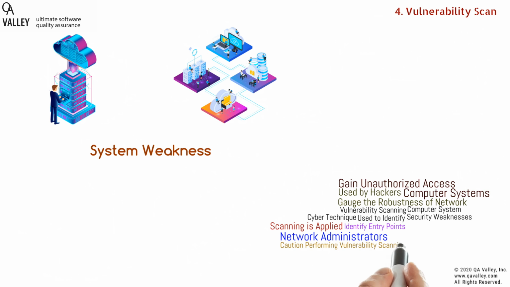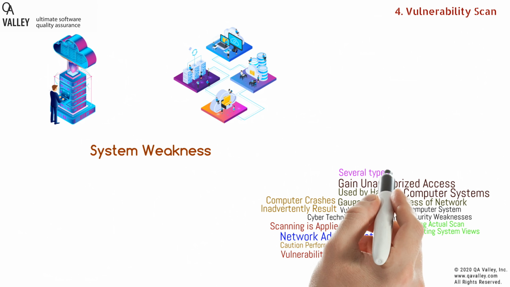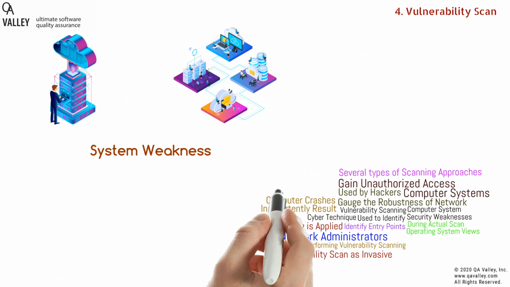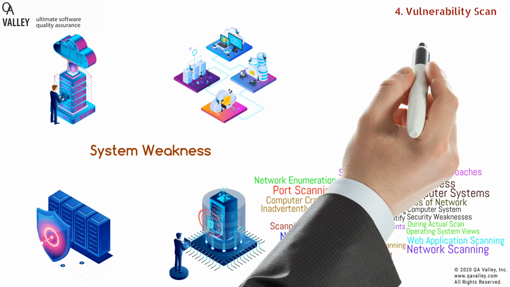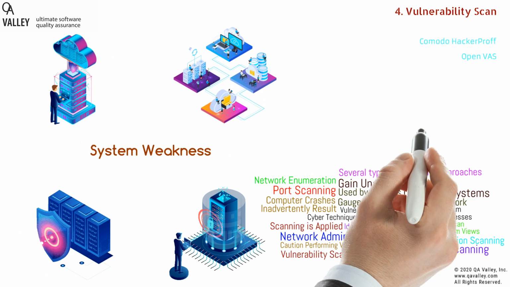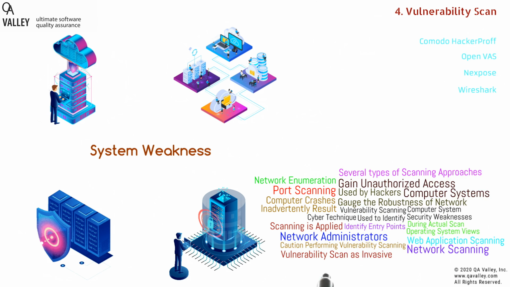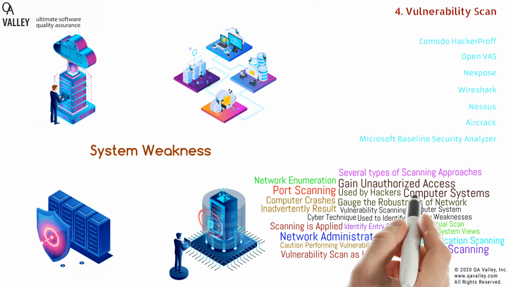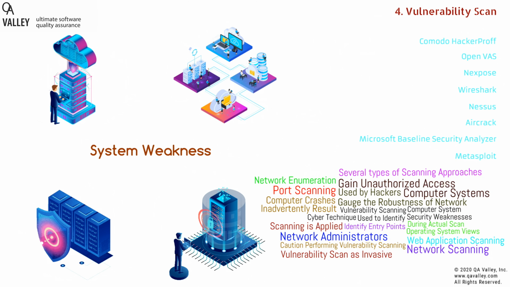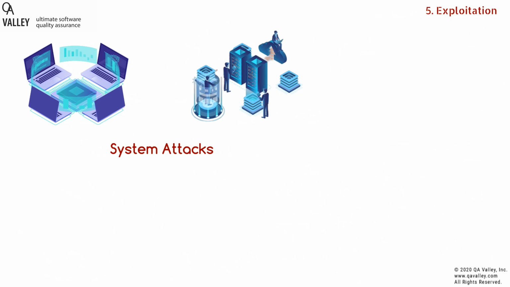Caution must be exercised when performing vulnerability scanning, since the process may inadvertently result in computer crashes during the actual scan if the operating system views the vulnerability scan as invasive. There are several types of scanning approaches, and these include port scanning, network enumeration, network scanning, web application scanning, and others. Among the tools that we use are Komodo HackerProof, OpenVAS, Nexpose, Wireshark, Nessus, AirCrack, Microsoft Baseline Security Analyzer, and Metasploit.